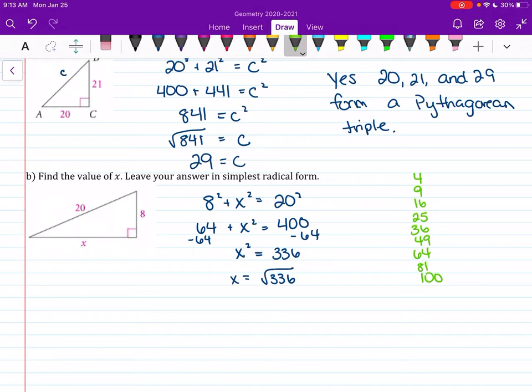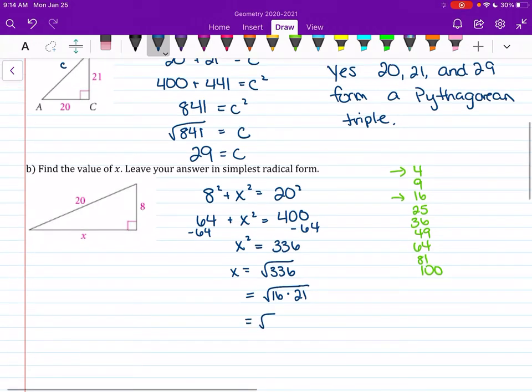But we're just going to look and we're going to see, do any of these go into 336? And so when I look at these, I'm going to divide 336 and I say, 4 goes into 336. And you can try these on your calculator, right? Trial and error. So 336 divided by 4, 336 divided by 9, 336 divided by 16. 16 works too. Okay, and then you keep going. And you try and find the biggest one that goes into 336. In this case, it is 16. So if I rewrite 336, 336 is the same thing as 16 times 21.